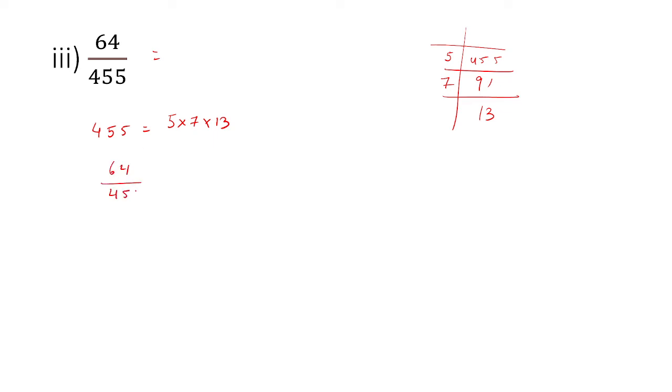Let's go with this number. So we have 455. First let's find the prime factorization of 455. I will start off with 5. 5 times 91, and 91 is 7 times 13. So this is going to be 5 into 7 into 13. Therefore 64 divided by 455 is of the form 64 divided by 5 into 7 into 13. Therefore, the number does not terminate.